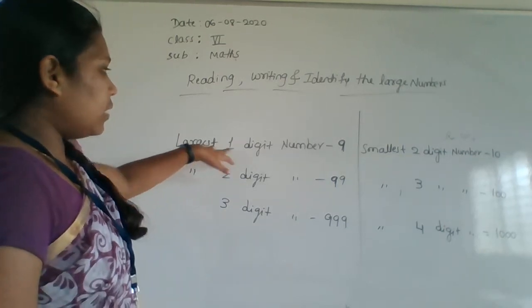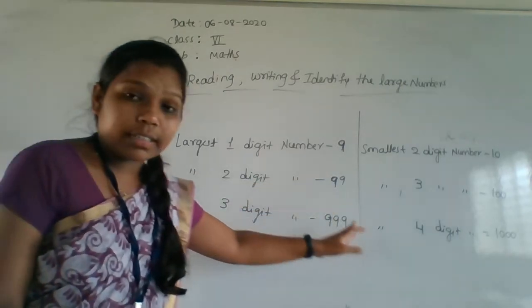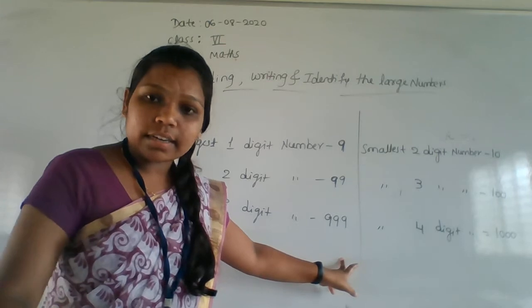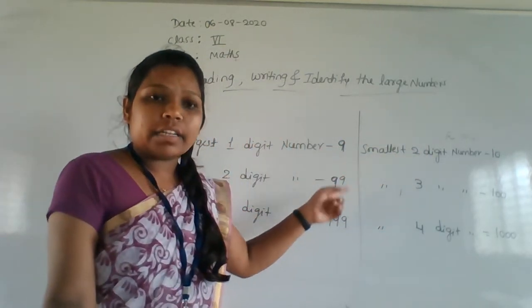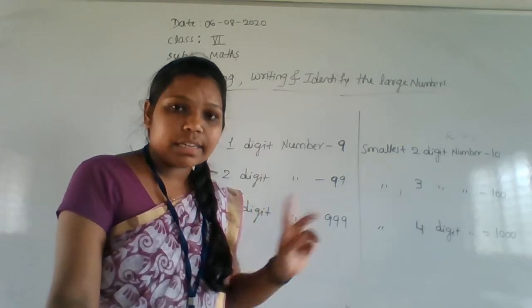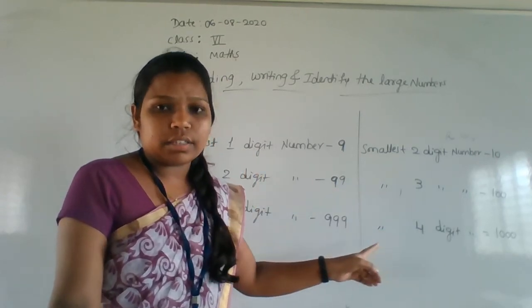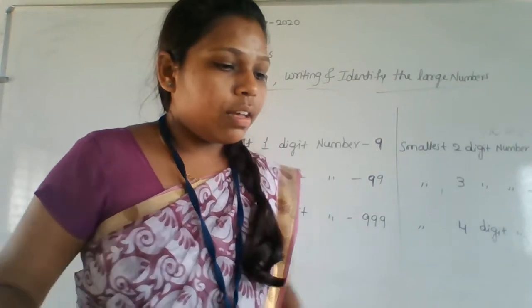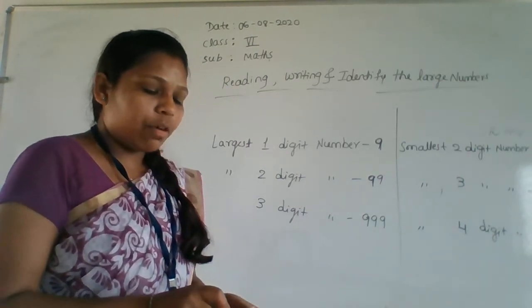Okay, so here largest one digit number is 9 and largest two digit number is 99 and largest 3 digit number is 999 and the smallest two digit number is 10 and the smallest 3 digit number is 100 and the smallest 4 digit number is 1000. Okay, getting my point everyone? Okay, so next one is we'll see the Indian system of numeration.